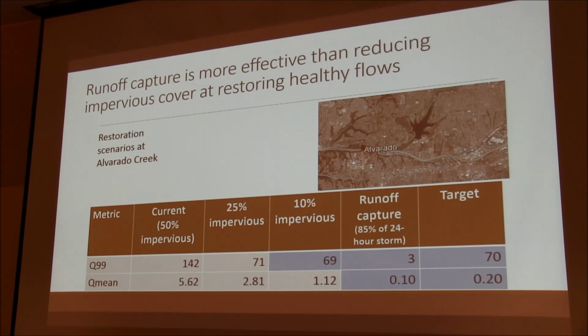We found that 25% imperviousness didn't really make enough of a difference. At 10% imperviousness, the peak flows were within target, but the mean flows were still elevated. And so we said, 10% imperviousness is really hard to reach. It's not too realistic. We did, however, look at capturing stormwater, the 85th percentile volume of a 24-hour storm, and this option was actually much more effective in helping us meet those targets.